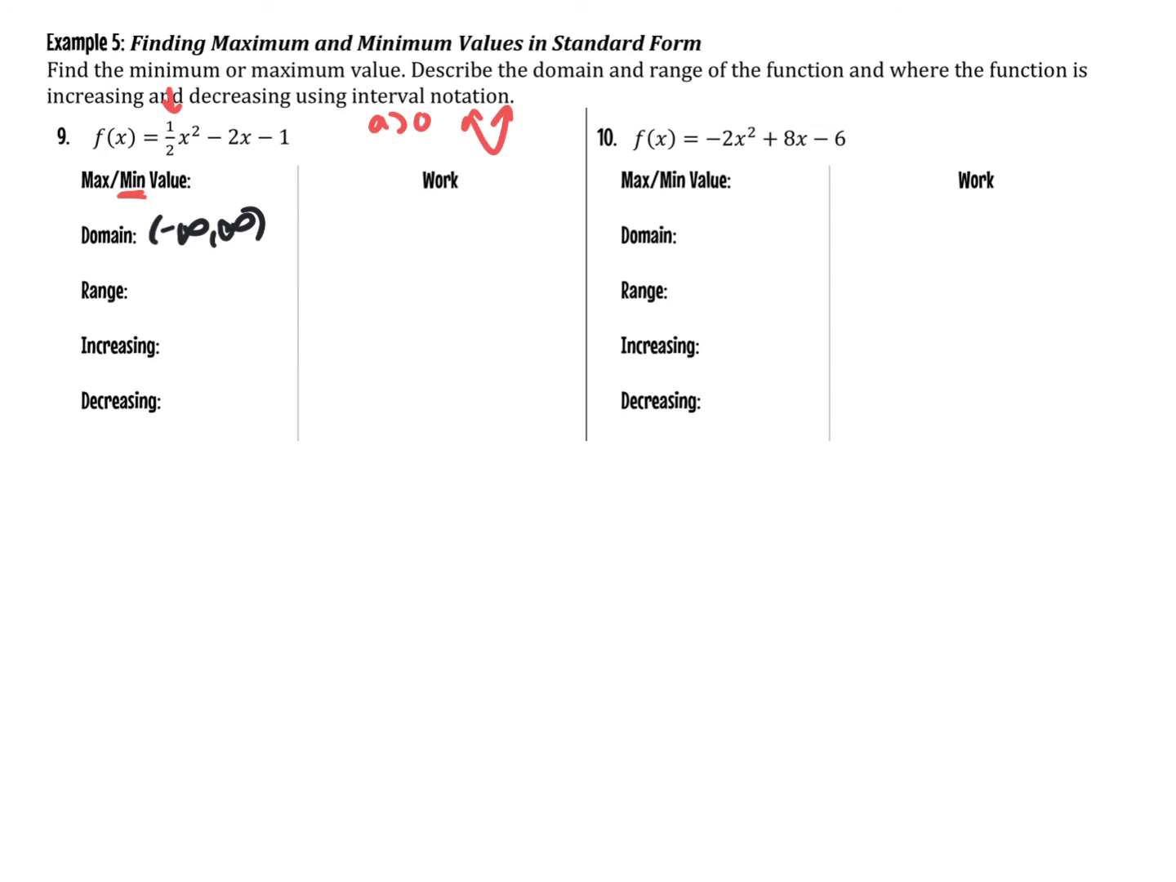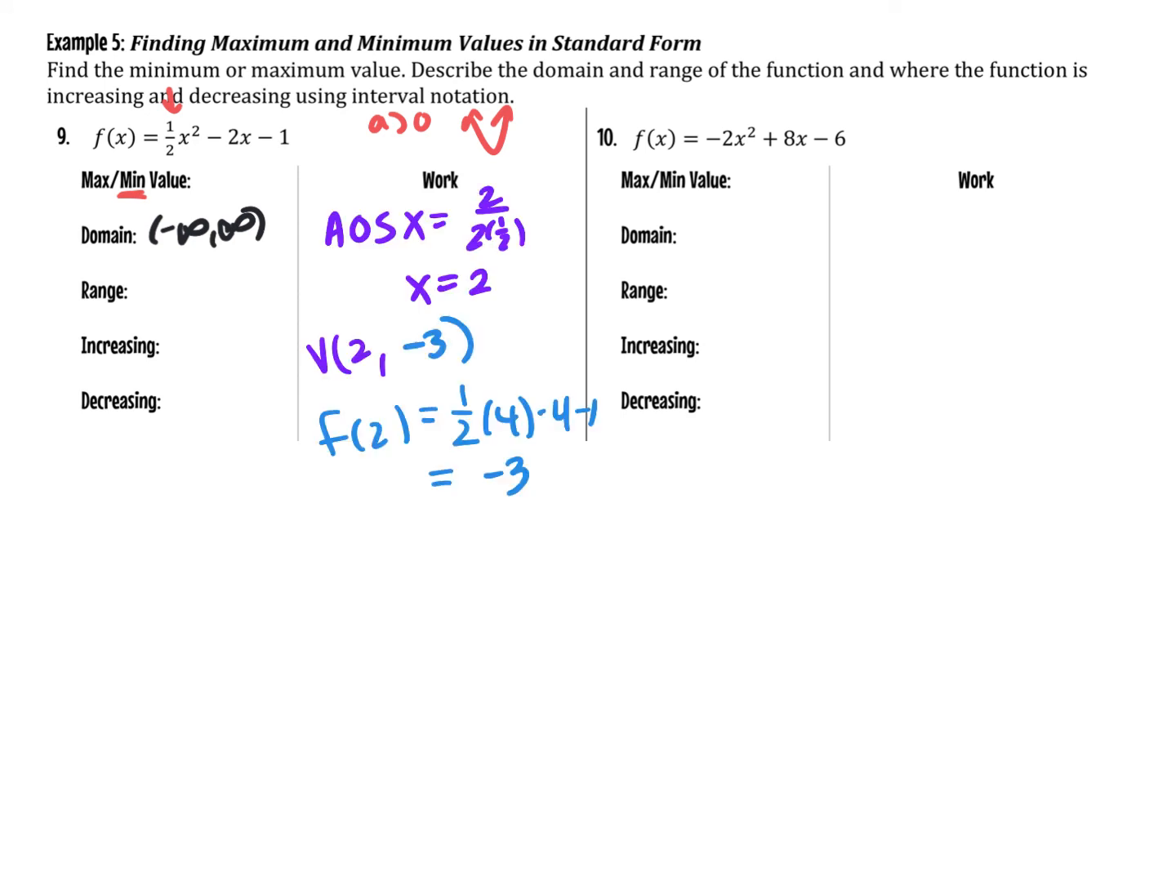In order to answer any other questions, we really need to find the vertex. So I'm going to encourage you to pause the video, find your axis of symmetry and plug it in to find your vertex, and then unpause the video and see how you did. So finding the axis of symmetry, we get that x equals 2. Plugging in x equals 2, we get that the vertex is the point (2, -3). What that means is our minimum value is the y value of that vertex, which is -3.